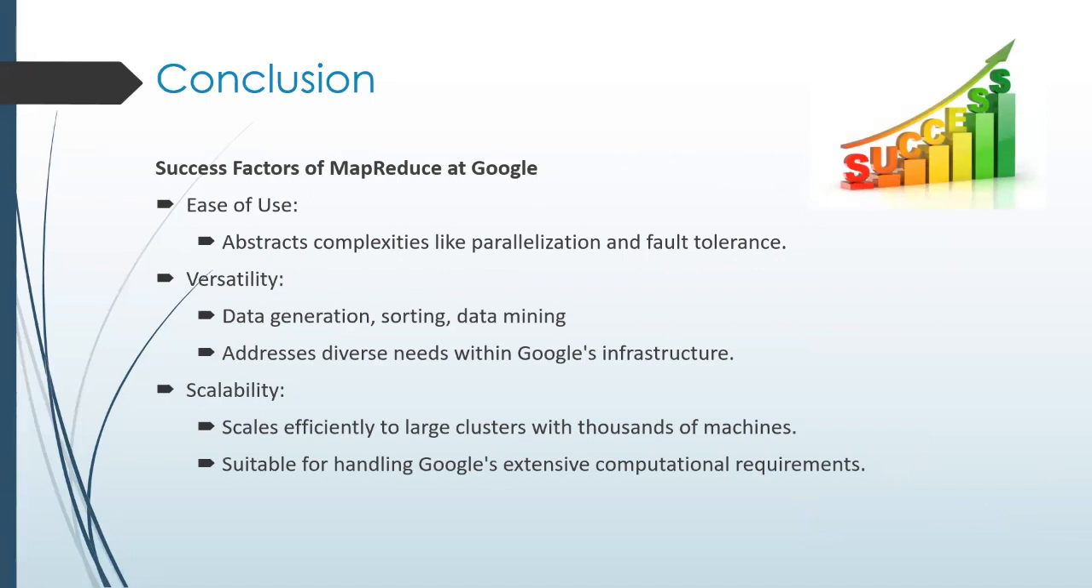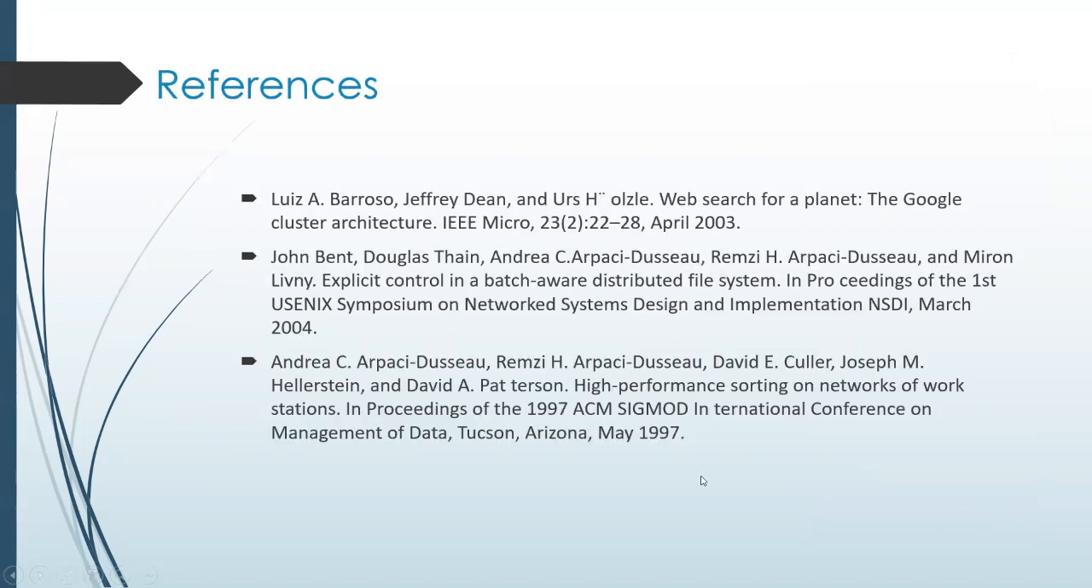So, what are the success factors of MapReduce at Google? Ease of use. It abstracts complexities like parallelization and fault tolerance, and it was versatile for data generation, sorting, and data mining. It addresses the diverse needs within the Google infrastructure. Scalability. It scales efficiently to large clusters with thousands of machines, and it is suitable for handling Google's extensive computational requirements.